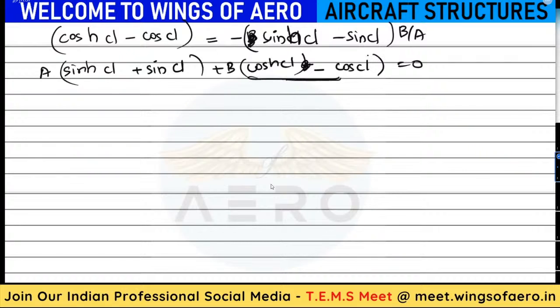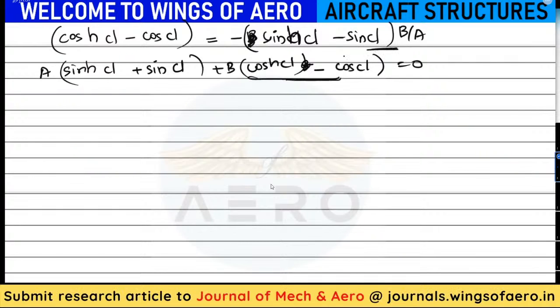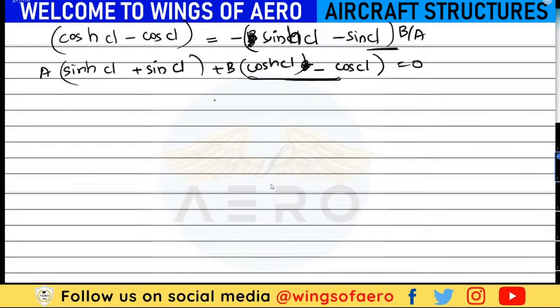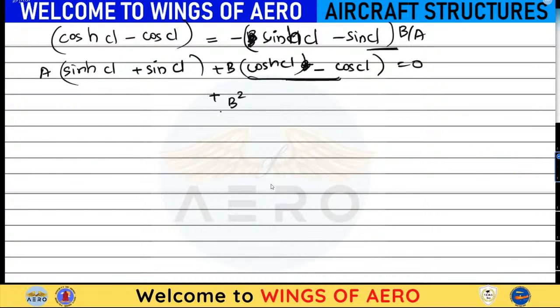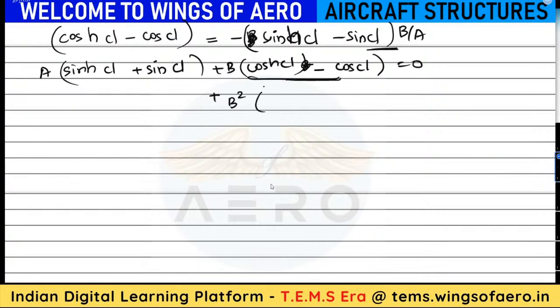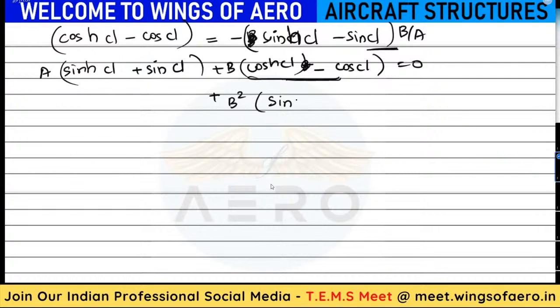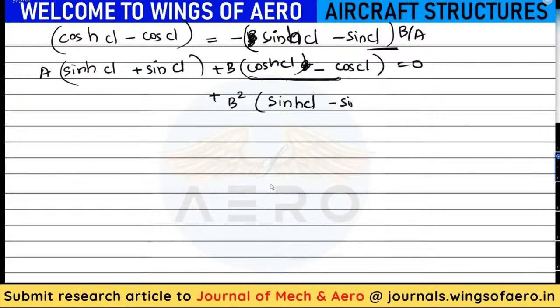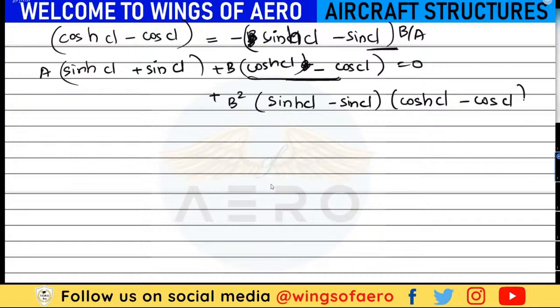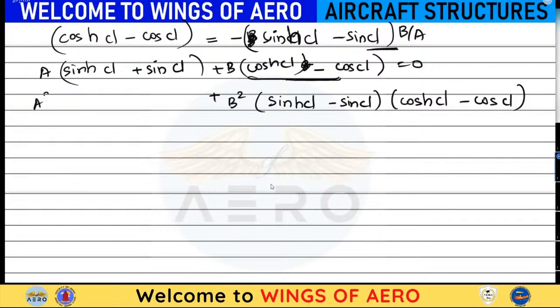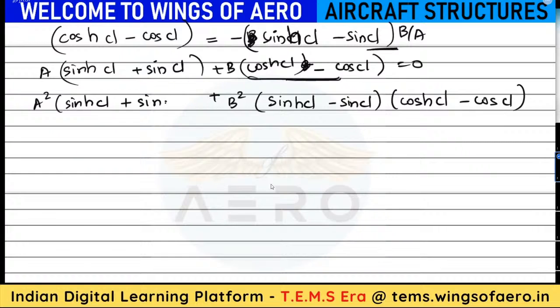Now here I'm going to substitute this value. If I substitute this value, A square of sinh CL minus sin CL, cosh CL minus cos CL, and here there will be A square sinh CL plus sin CL.